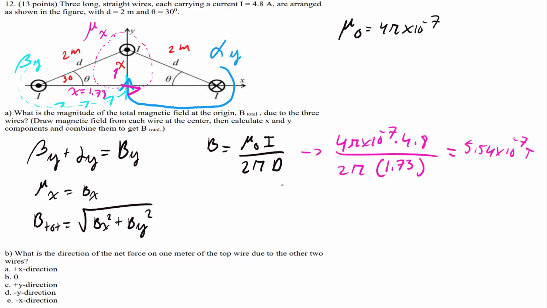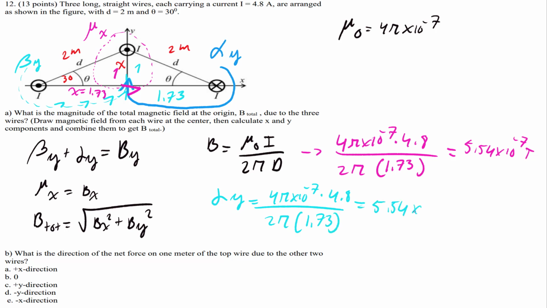Alright? Now what about for alpha y? So for alpha y, it turns out that you're going to have 4 pi times 10 to the negative 7. That's mu sub naught. We're going to multiply that by the amps, which is 4.8. Divide that by 2 pi of, what's the distance over here? Well, the distance is going to be the same thing. It's going to be 1.73. Alright, so that's 1.73. We just calculated it. It turns out to be 5.54 times 10 to the negative 7 Teslas. Alright.